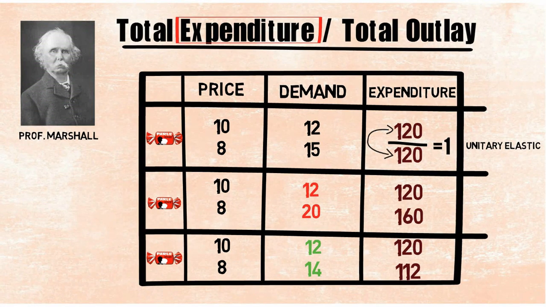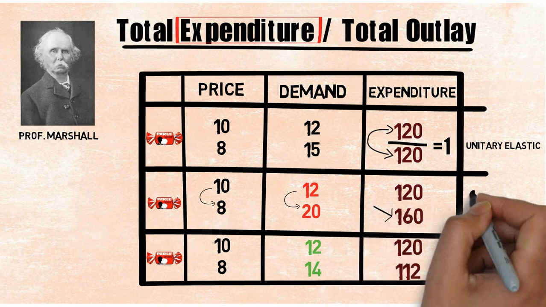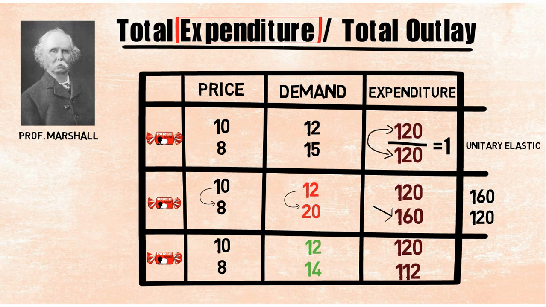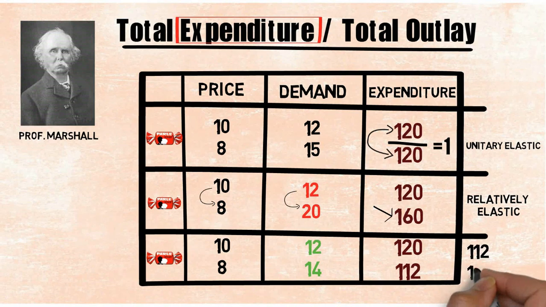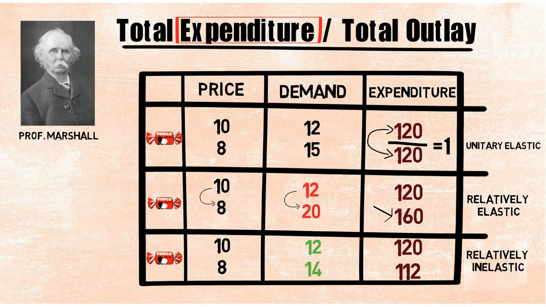Similarly, say if the price of the chocolate falls from 10 to 8 and your quantity demanded increases from 12 to 20, then your total expenditure will increase by 8 into 20, that is 160. Here, your elasticity will be 160 upon 120, which is greater than 1. Hence, we call such demands as relatively elastic demands. And last but not the least, when your ratio of expenditures is less than 1, we call it relatively inelastic demand. You can pause the video and check out how we got here.